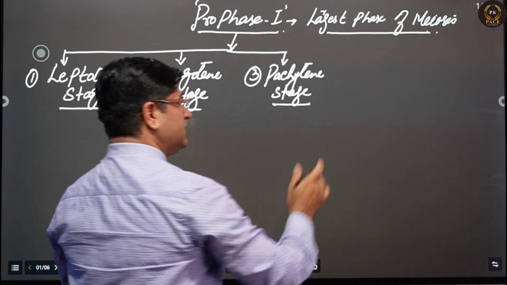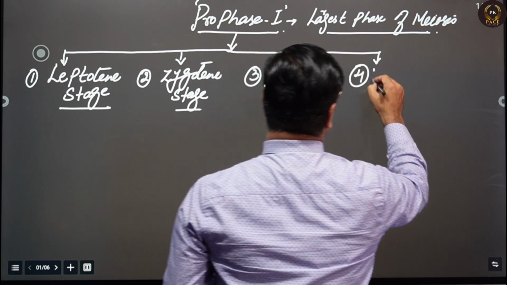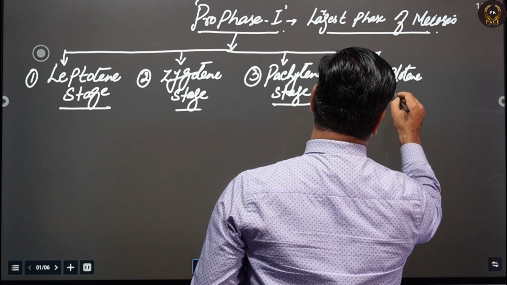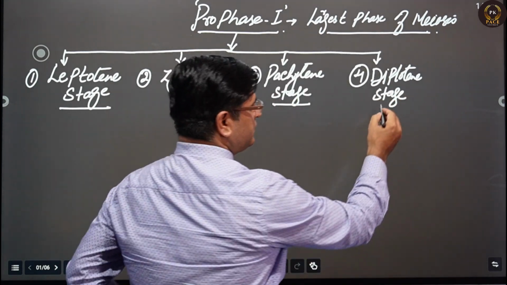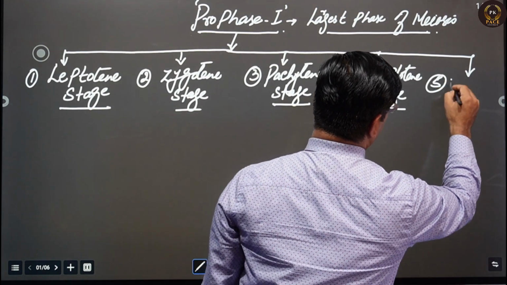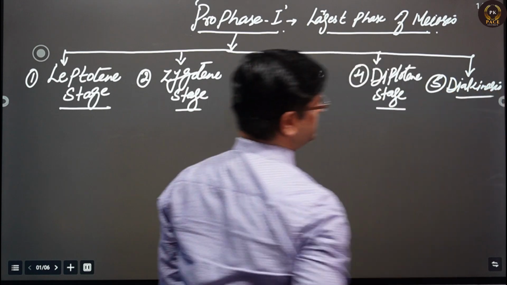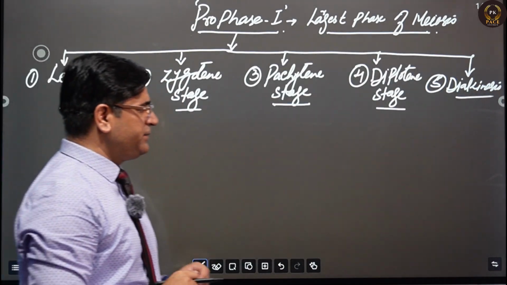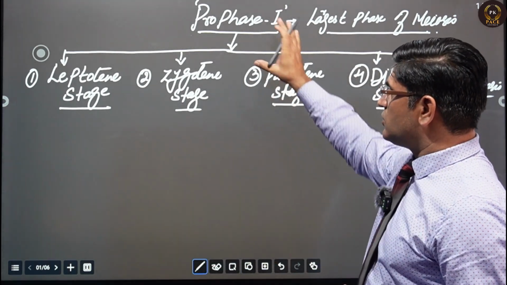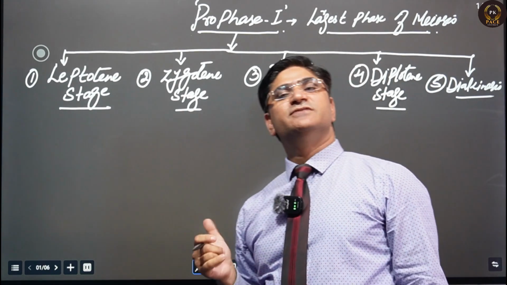Then there is a fourth stage, the diplotene stage. Then there is a fifth stage, called diakinesis. So these are the five stages of prophase 1. It means prophase 1 gets completed in these five stages.